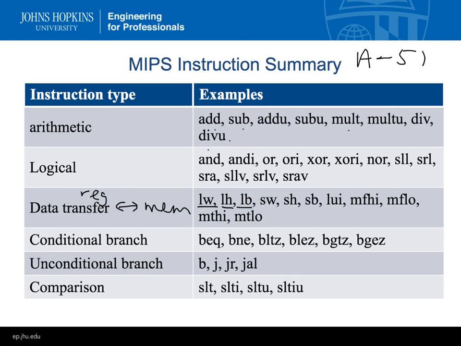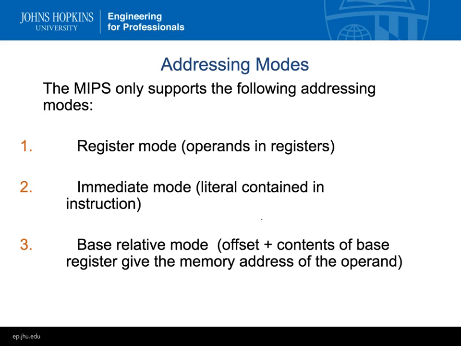Conditional branch: branch on equal, branch on not equal, branch on less than, and so on. Unconditional branch. B and J actually have the same effect. Not sure why there's two separate ones. Comparison: set on less than immediate. Again, that uses the immediate kind of addressing. Set on less than unsigned, and we'll talk about signed and unsigned. Maybe we already did. Anyway. Hey, this is a repeat. Register mode is where operands are in registers, so that's the R type.